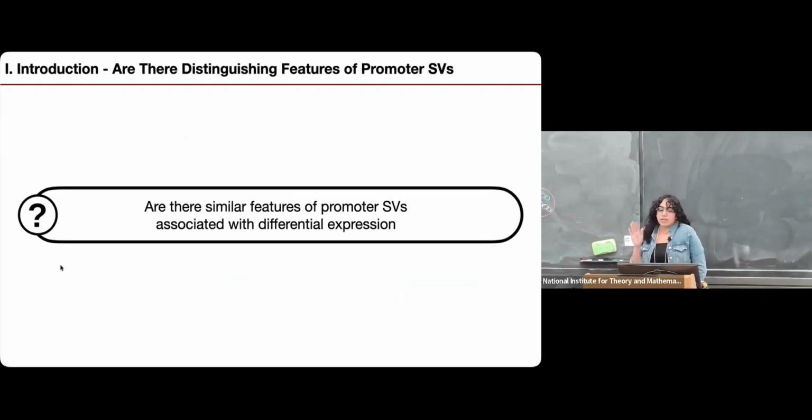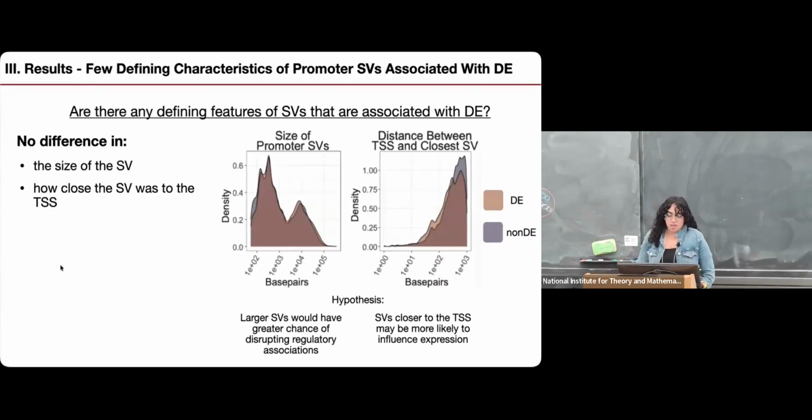Okay, so we now wanted to explore whether there were any similar features of promoter SVs that were associated with differential expression, or of the genes themselves. We looked at a lot of different things. I'm just going to give some of the more relevant ones. But basically, we started by looking at the size of the SV and how close the SV was to the transcription start site, as we hypothesized that larger SVs, or potentially those that were closer to the TSS, might be more likely to disrupt associations between regulatory features and the gene of interest.